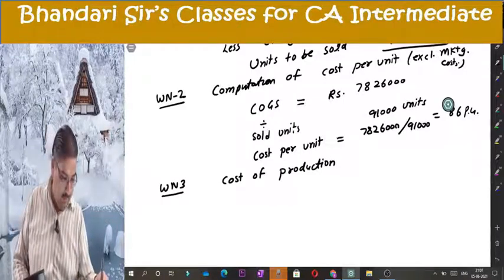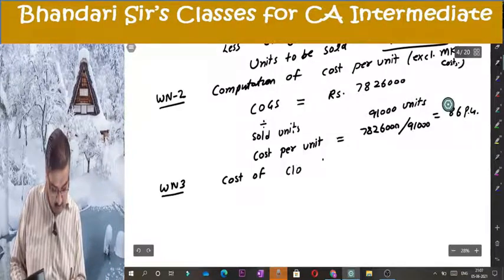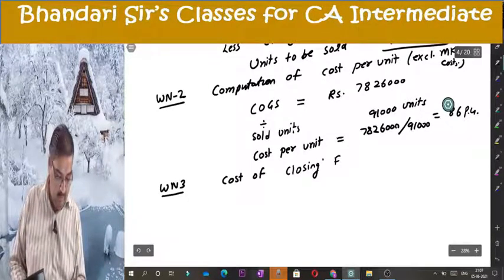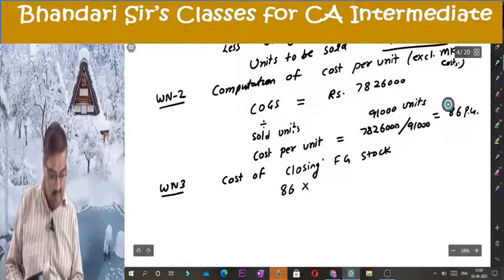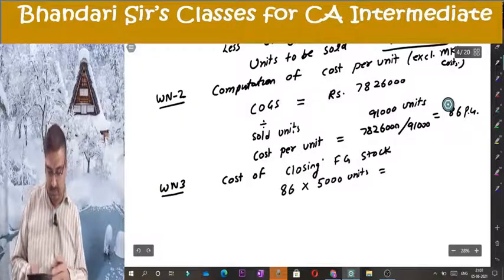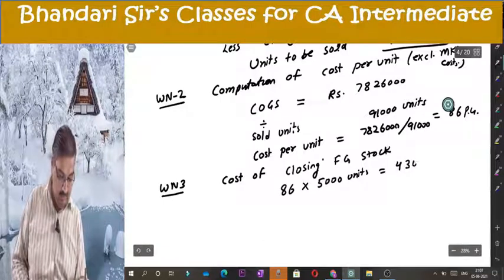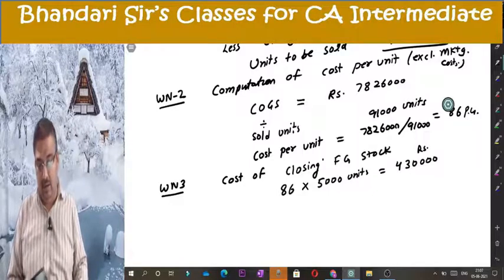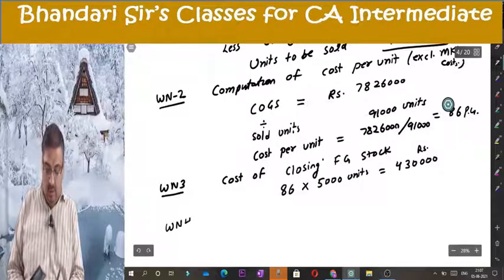Let us compute the value of closing stock. Let's do it alternatively. Cost of closing finished goods stock: 86 multiplied by 5,000 units, which is 4,30,000 rupees.